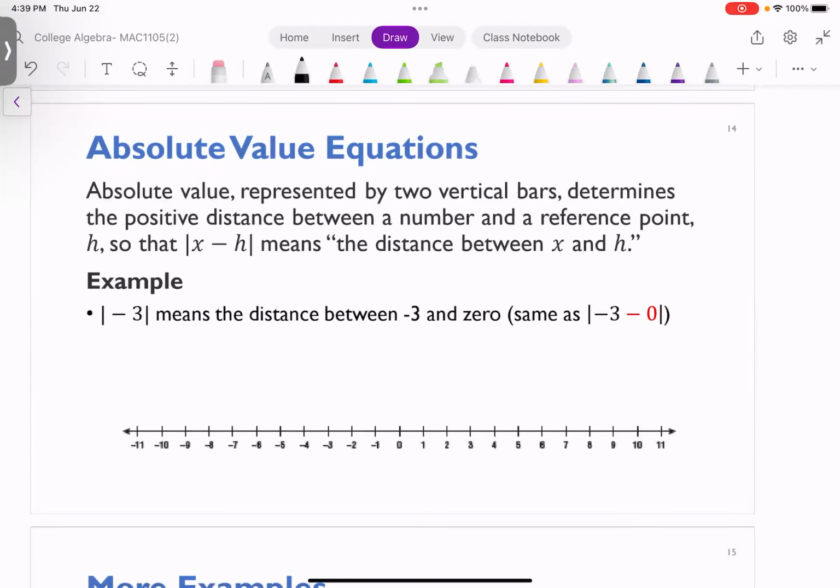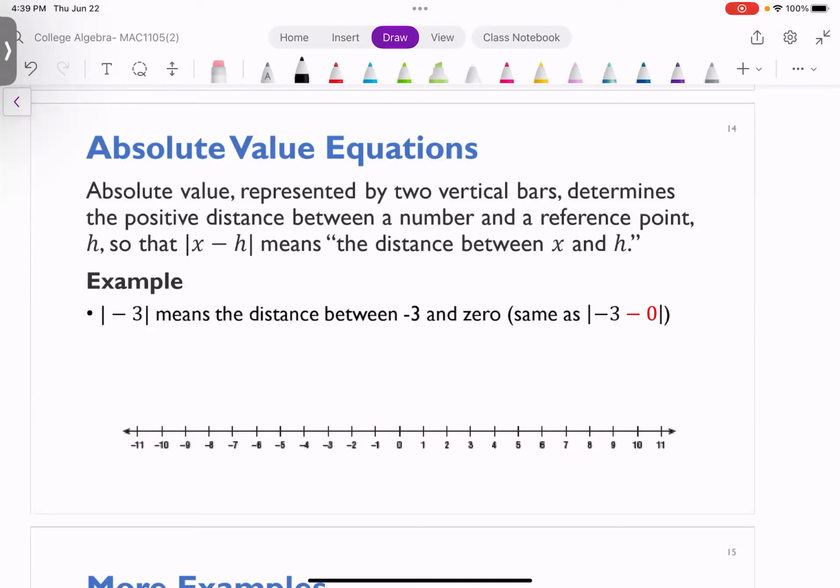Now we're going to talk about solving absolute value equations and absolute value inequalities. And I want to start by just giving a little bit of background information about what the absolute value means. Absolute value is the positive distance between a number and a reference point h. So when I say the absolute value of x minus h, I'm referring to the distance between x and h.